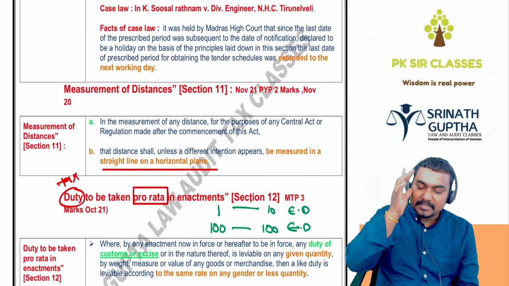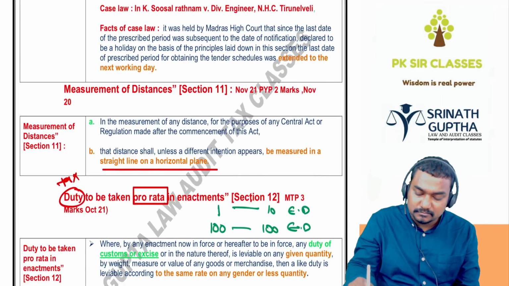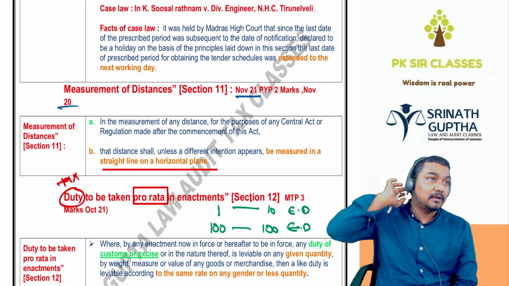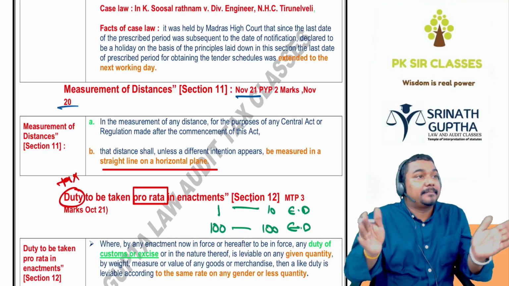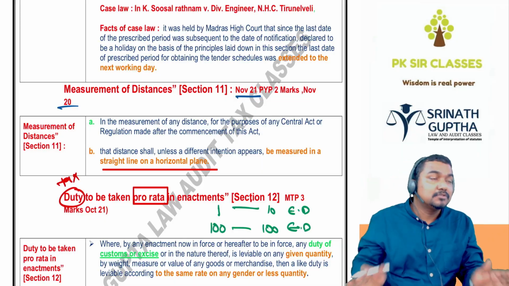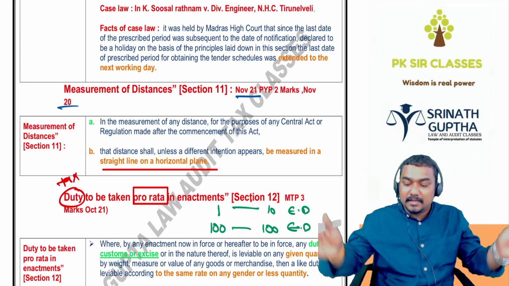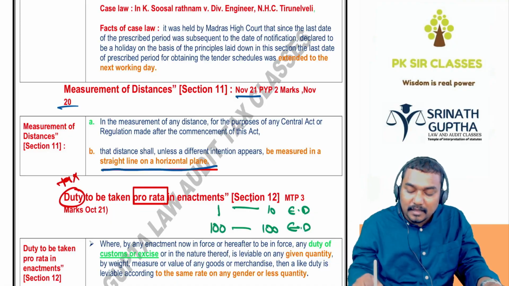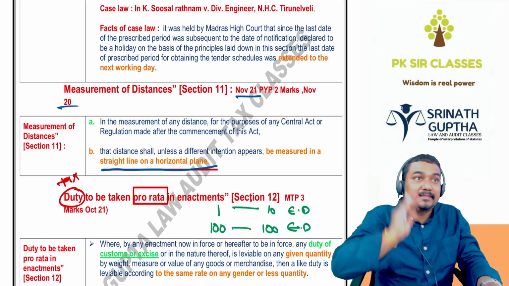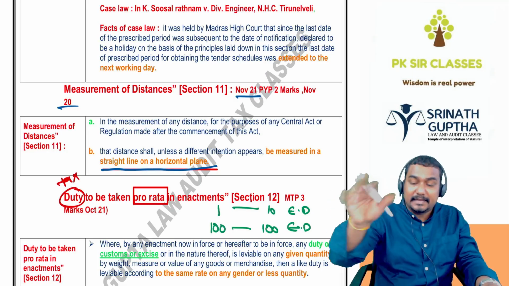Section 11, measurement of the distances. This came twice in the exam, beta. How to calculate distance in the act? If the act describes any distance, for example in the Income Tax Act, 12 nautical miles, how do we calculate the 12 nautical miles? You have to calculate the nautical miles on a straight line on the horizontal plane, not like this. You have to calculate on a straight line basis.